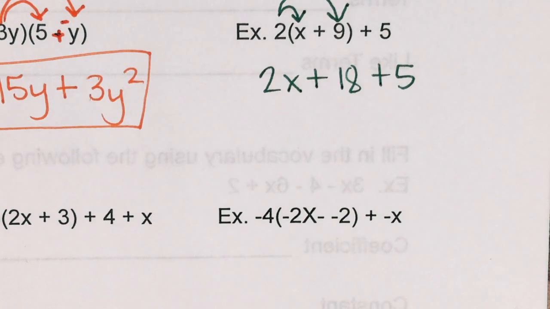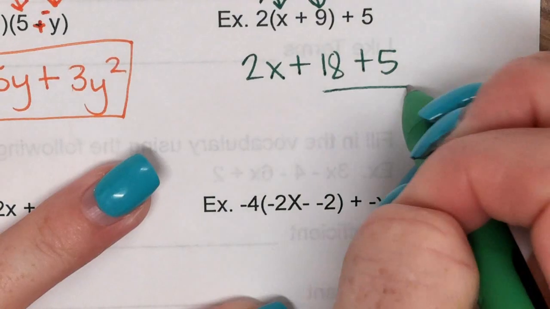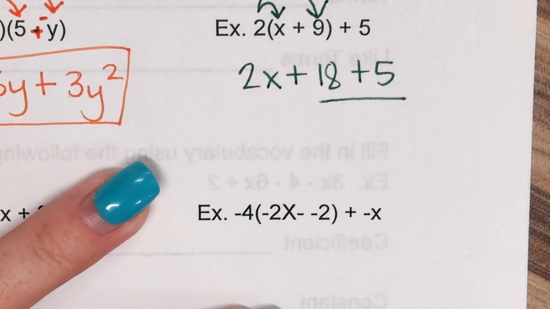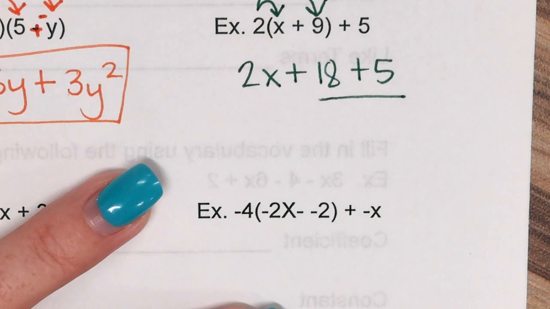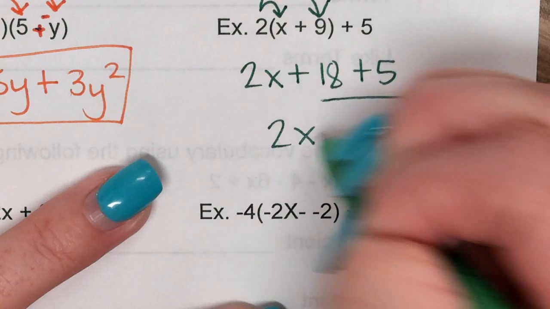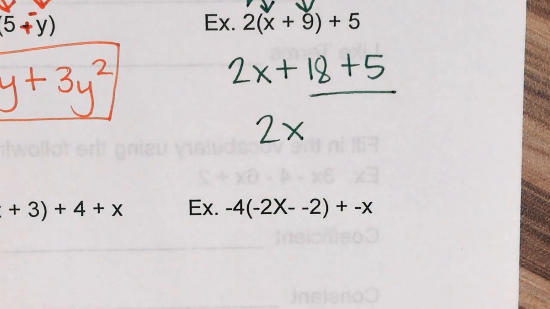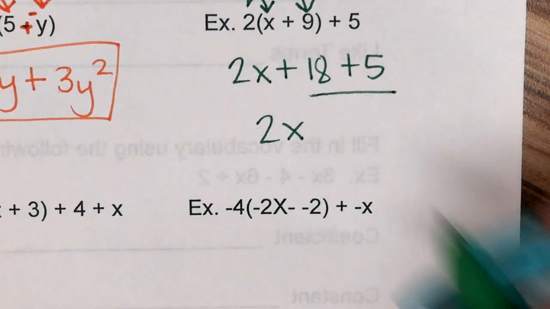Now, is that expression simplified the simplest you can get it? Why not? You can combine like terms. What is a like? 18 plus 5 are both regular numbers that you can add together. So I'm going to have 2x, and then what is 18 plus 5? 23.